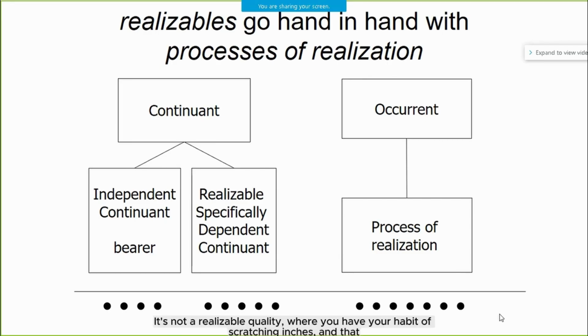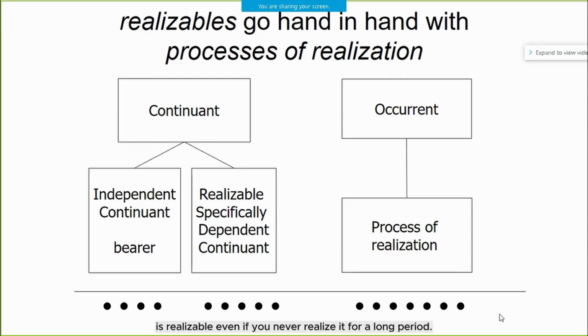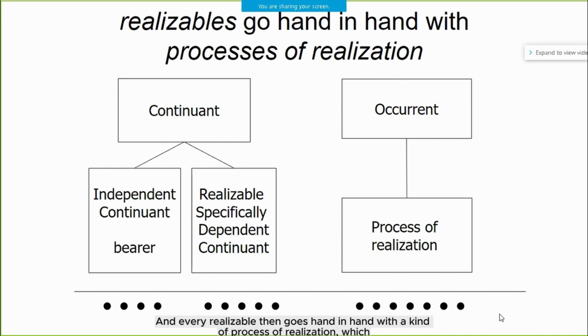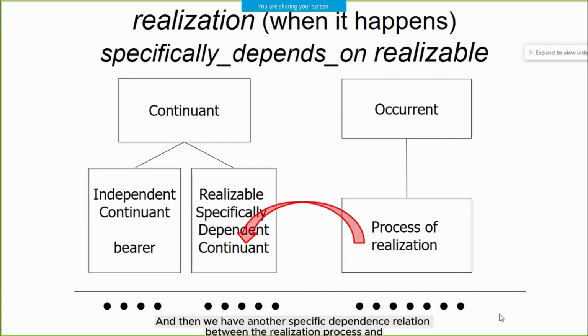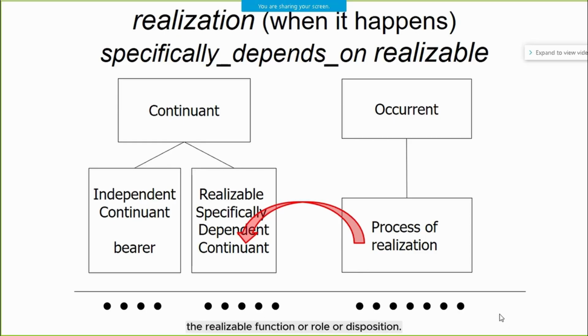So you have your height. It's not a realizable quality. Whereas you have your habit of scratching itches, and that is realizable even if you never realize it for a long period. And every realizable then goes hand in hand with a kind of process of realization, which in the case in point would be scratching. Then we have another specific dependence relation between the realization process and the realizable function or role or disposition.